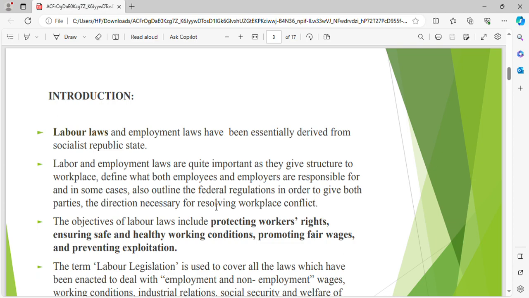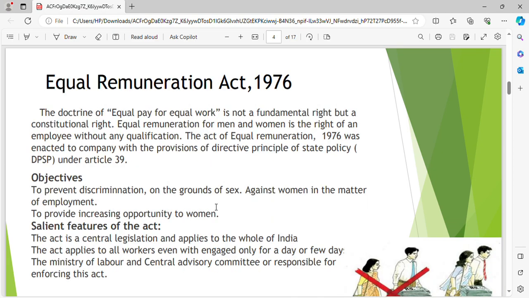workmen's or workplace conflicts. The objectives of this particular labor law: protecting the workmen's rights, ensuring safe and healthy working conditions, promoting fair wages, and preventing exploitation. Labor legislation is used to cover all laws enacted relating to employees and non-employment, wages and working conditions, industrial design, social security, and welfare of the people.